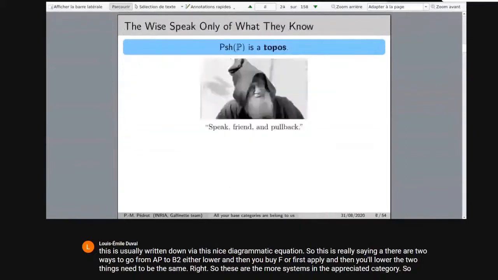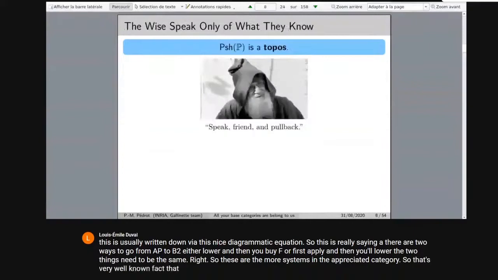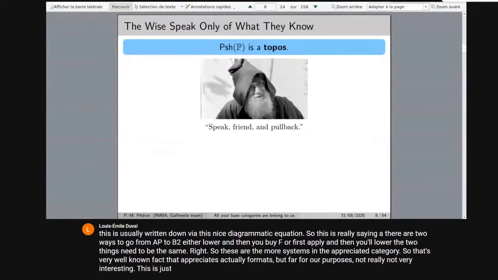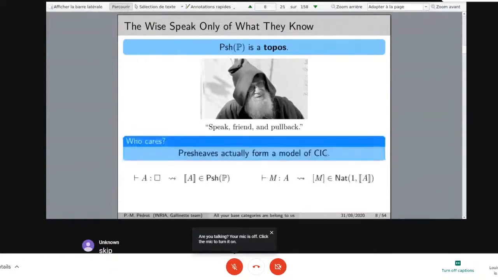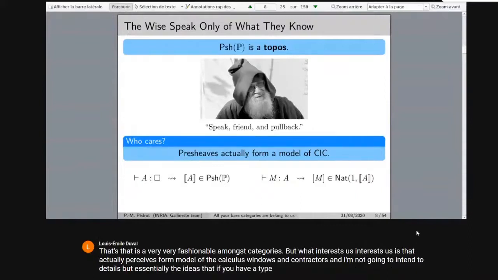So a very well-known fact is that presheaves actually form a topos, but for our purpose, it's not really very interesting. This is just some kind of a categorical curse word that is very very fashionable amongst category theorists. But what interests us is that actually presheaves form a model of the calculus of inductive constructions. And I'm not going into the details, but essentially the idea is that if you have a type A, so A is a type, then you interpret it as a presheaf, as a type interpretation.